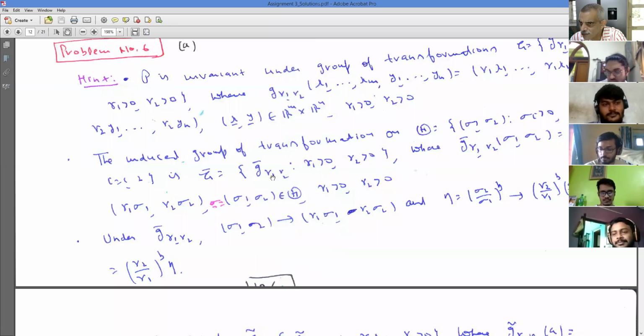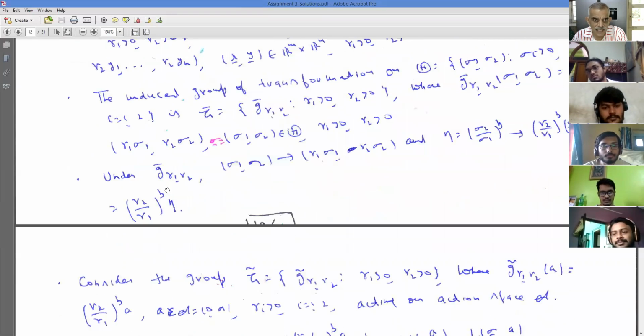What should be the group of transformations? You see the PDF. All xi's get changed to r1 x1, r1 x2, and r1 xm, and r2 y1, r2 y2, and r2 yn. Sigma 1 will get changed to r1 sigma 1, and our sigma 2 will get changed to r2 sigma 2. So G bar r1, r2 of sigma 1, sigma 2 is nothing but r1 sigma 1 and r2 sigma 2. Is that okay?